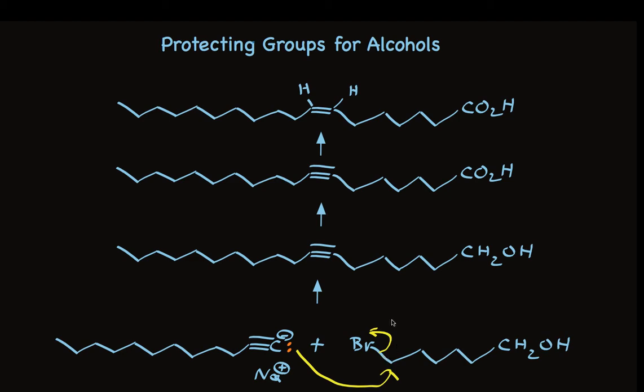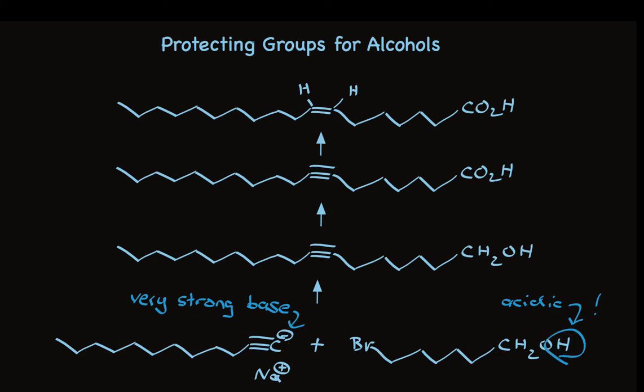But wait, we're proposing to use an acetylide, a strong base, in the presence of an alcohol, which has an acidic hydrogen. So we have a very strong base, we have an acidic hydrogen. Those two things are not going to be compatible. They'll react with each other. Those electrons will remove a hydrogen from the alcohol. And our reaction plan is dead in the water. So, as I mentioned at the beginning, sometimes hydroxyl groups get in the way of synthesis plans.